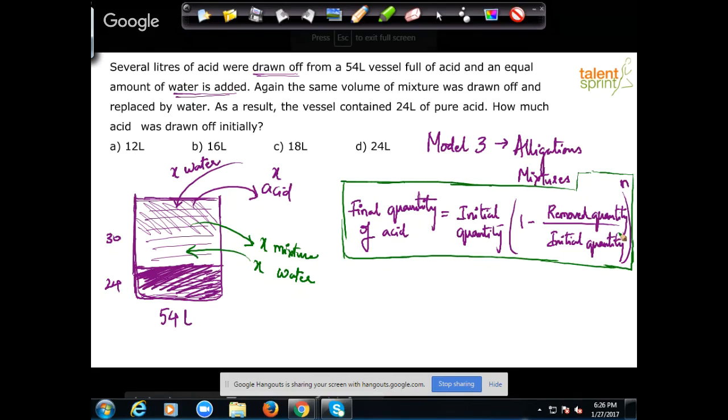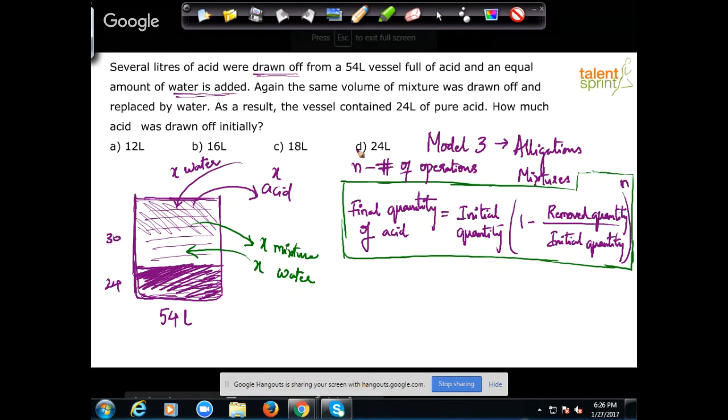Now, what is n here? N here is the number of operations that you do, right? Let me just, the lack of space, I'm writing it here. N is the number of operations. How many operations have been done here? 2 operations. That removal and replacement. That's an operation, right? This is actually called a removal and replacement problem, right? Model 3 of allegations and mixtures. So the number of operations in this case would be 2. We have done that operation twice. Now just substitute the values.